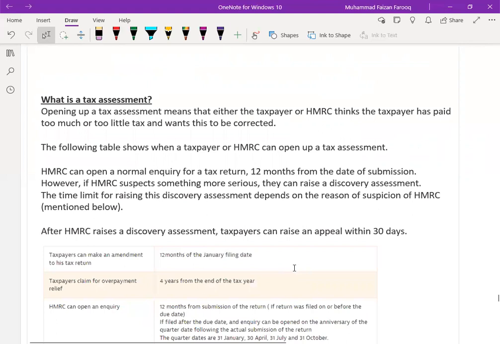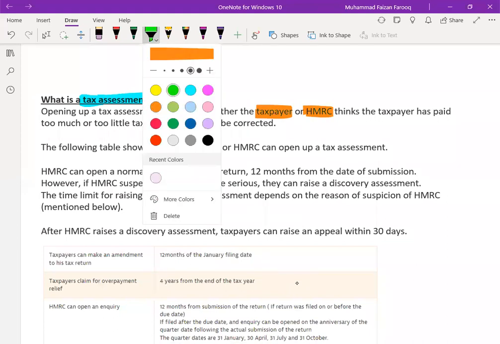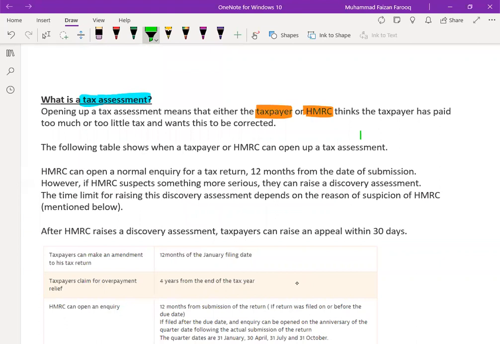The third topic is tax assessment. What is tax assessment? With the word assessment, it's very clear that assessment means checking, or checks or compliances. If HMRC or you, the taxpayer, either one is thinking that what we paid or what they collected is over or under, it is supposed to be corrected.